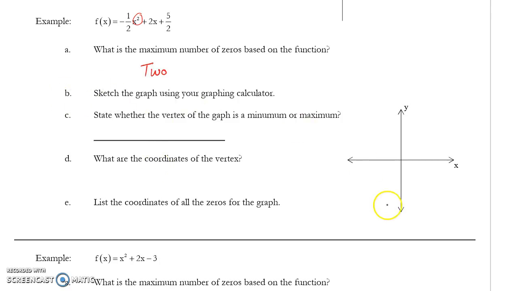Part B is asking you to sketch the graph using your graphing calculator. So I'm not looking for perfection over here. What I'm looking for is a fairly accurate sketch of what that graph looks like. So open your graphing calculators up.